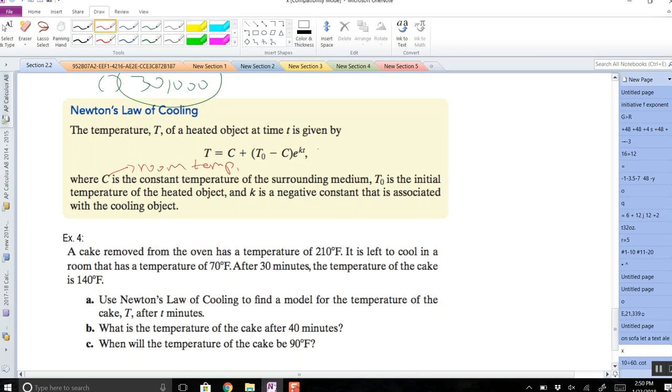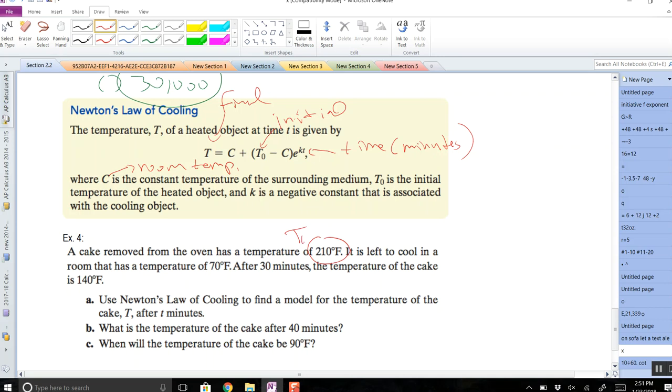T0 is initial. T is your final. And what we're doing here is looking at how something cools down as time passes. Then little t is time, and I'll give you the units here. So we want to see how things are cooling down, and we're given some data here.